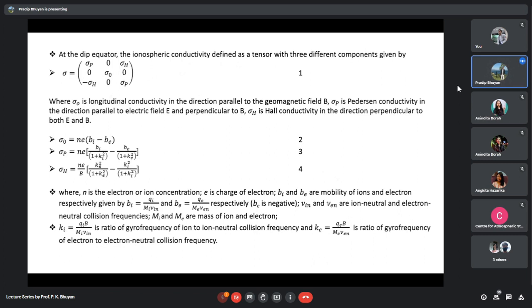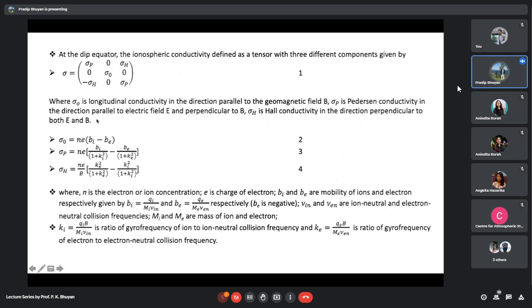Okay. Sigma P. P is the Pedersen conductivity. Maybe you might have heard about these terms. Pedersen conductivity is parallel to the electric field. Whatever electric field is generated, Pedersen conductivity is parallel to the electric field. And sigma H, Hall conductivity, you might have definitely heard about this. Hall conductivity is in the direction perpendicular to both E and B, the magnetic field.